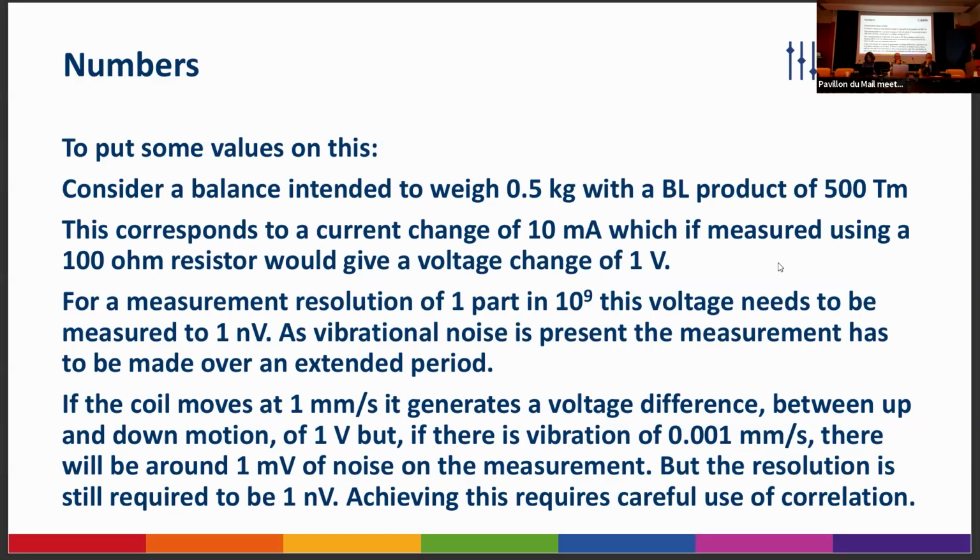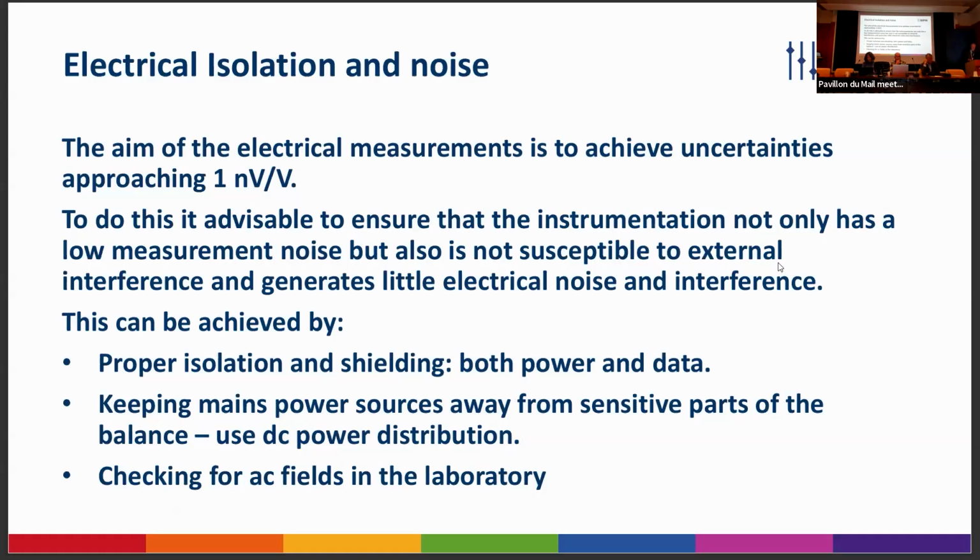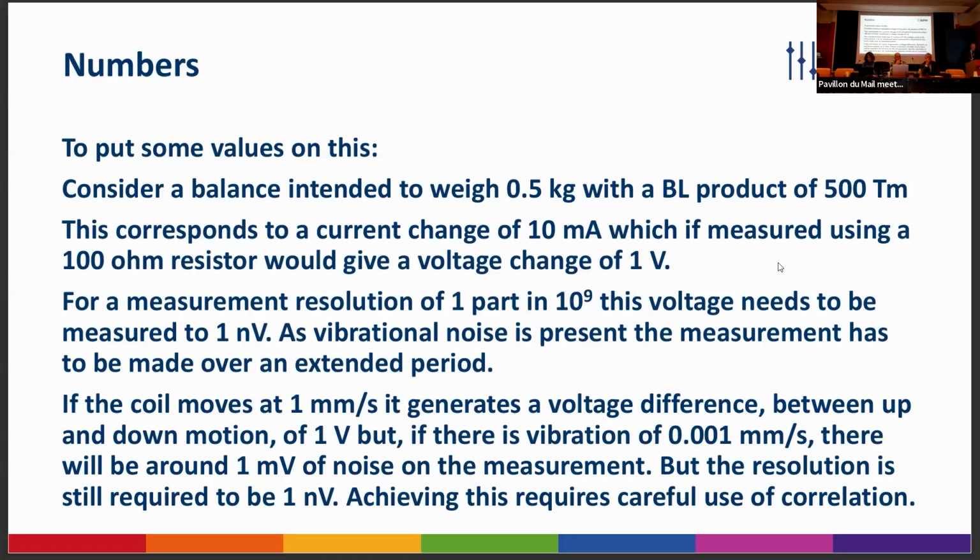And if you try to average down from a millivolt to a nanovolt, you're not going to do it, not in a sensible time. So you need to use the correlation between the two, and as we saw before, that is possible. But again, as I say, we need to at least ensure that the correlation is correct over the time we're doing the measurement. So you need a good nanovolt amplifier.